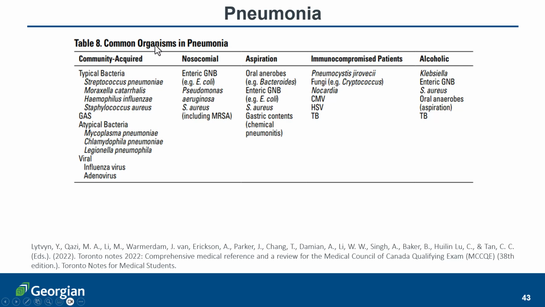Here's just a few of the common organisms in pneumonia. I'm not going to go through this. You'll see this in microbiology again, but for community-acquired pneumonia, it's most commonly Streptococcus pneumoniae. For nosocomial pneumonia, it's this enteric gram-negative bacteria, for example, E. coli, S. aureus, including MRSA, and then you can read for the other ones as well.